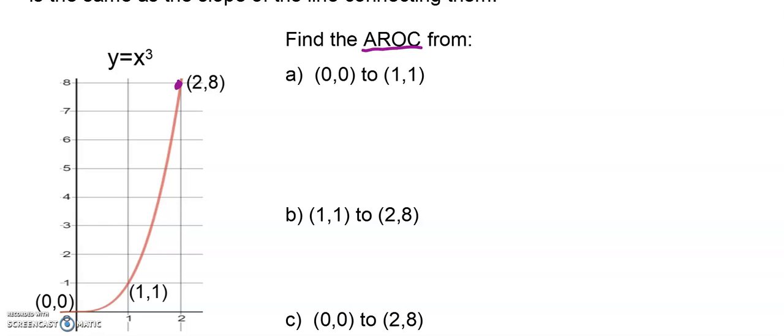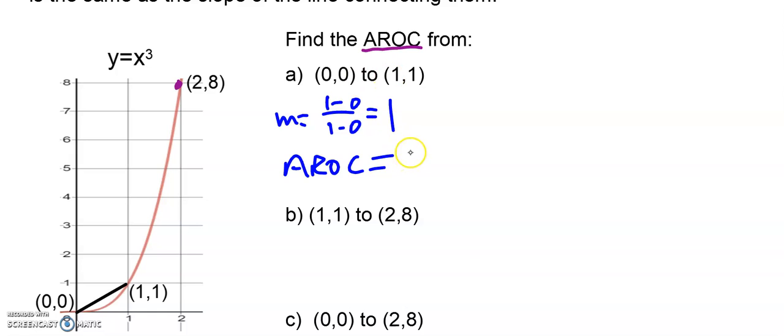Well, to do that, I'm going to find the slope of the line connecting (0, 0) and (1, 1) using my slope formula. So my slope formula would be 1 minus 0 over 1 minus 0, which would be 1. So the average rate of change between (0, 0) and (1, 1) is 1.